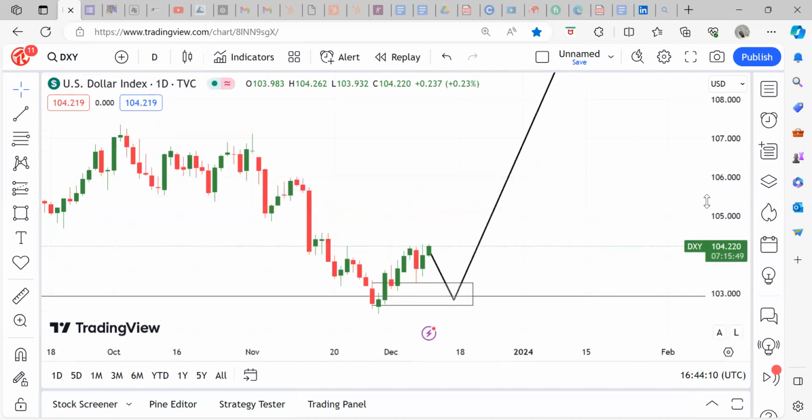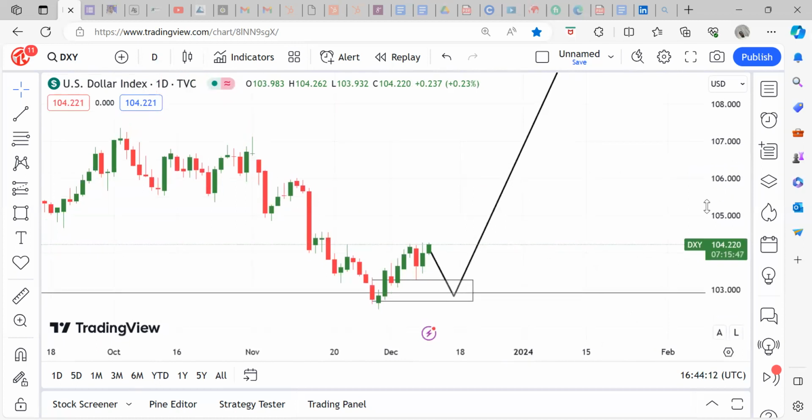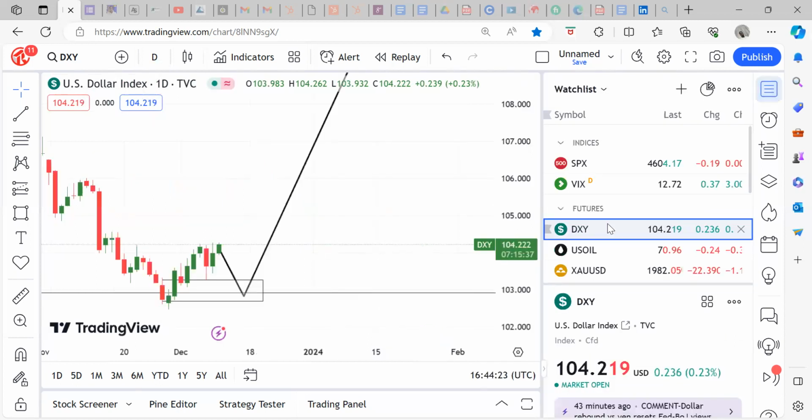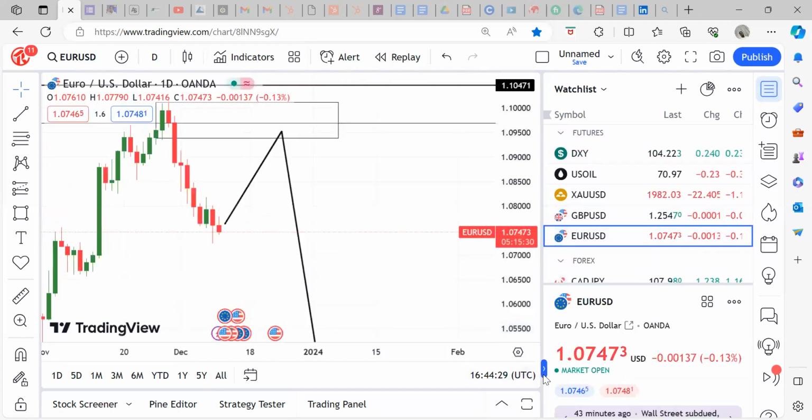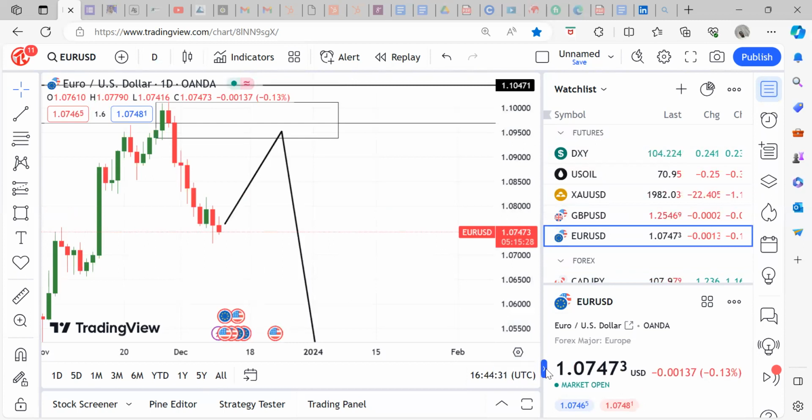Buying the dollar will mean that there will be an opposite price reaction on pairs like Euro USD, because pairs like these are inversely correlated, right, to the dollar. So a quick one, let's go to Euro USD to see what Euro USD has for us.